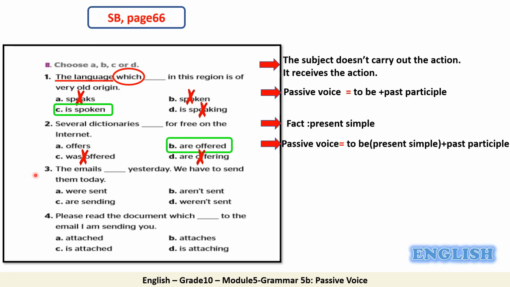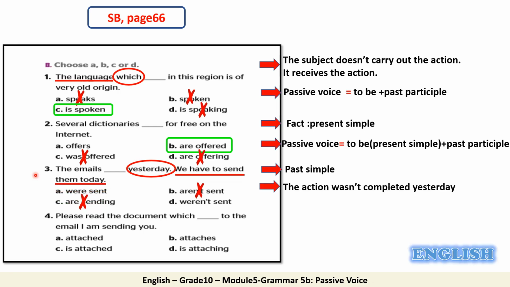In the third example, the emails ___ yesterday, we have to send them today. Notice the use of yesterday, very good, and we have to use the past simple tense. That's why I have to remove the answers in present tenses like aren't sent and are sending. Also, we have to send them today. This means that the action wasn't completed yesterday. So I have to remove the option were sent and the only correct answer is weren't sent.